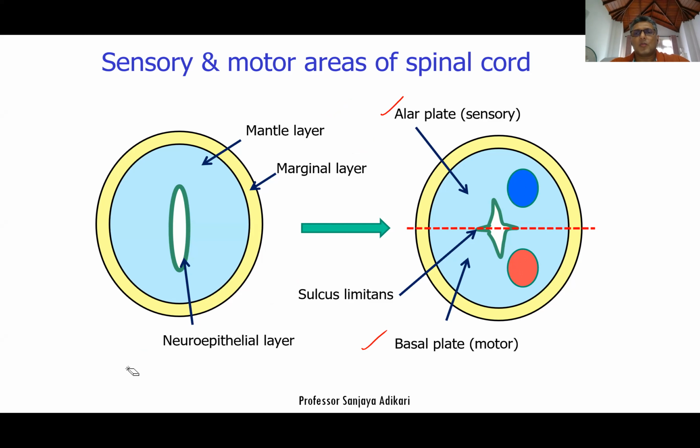Then, if you go into further details, now if you take the anterior half motor, posterior half sensory, that's understood. Then further away, if you take the anterior half, further away from the sulcus limitans plane, you get the somatic motor cells. Somatic motor means the motor neurons that supply the skeletal muscles. Okay. Then again, in the posterior plate, the alar plate, the further away from the central plane, you get somatic sensory cells. Somatic sensory neurons.